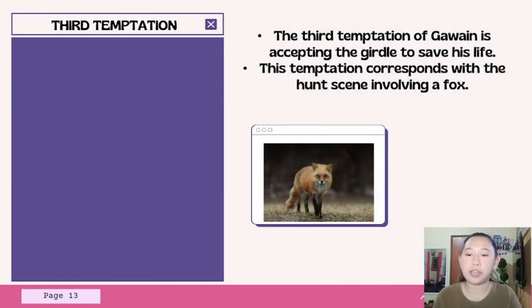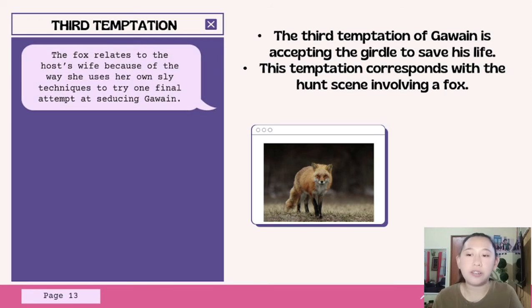In the third temptation, Gawain accepts the girdle to save his life. This temptation corresponds with the hunt scene involving a fox. The fox is the most cunning and sly of all the animals so far, and takes more measures to catch than any of the animals before it. So the fox relates to the host's wife because of the way she uses her own sly techniques to try one final attempt at seducing Gawain.